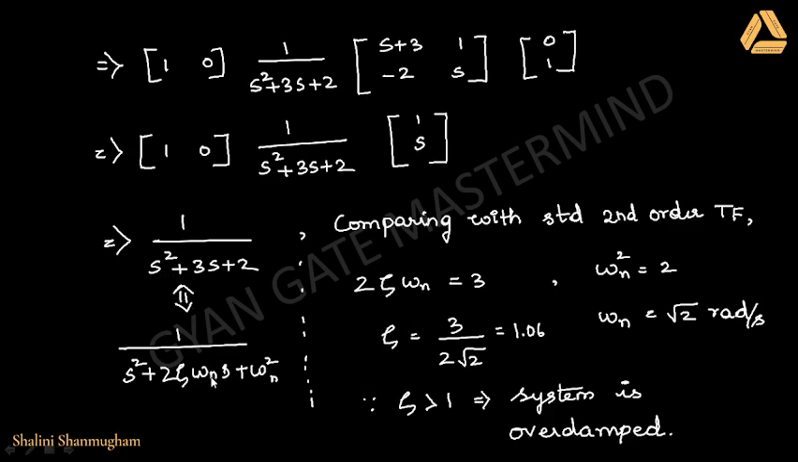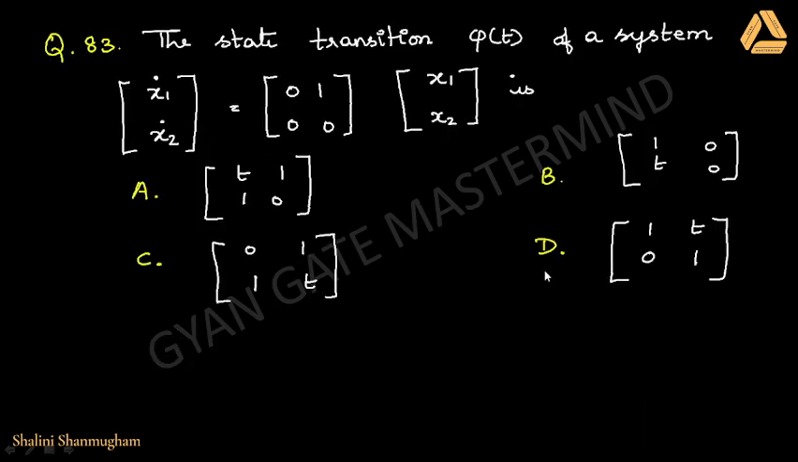On comparing with the standard second order equation, I get 2 psi omega n equal to 3 and omega n square equal to 2, which gives omega n as root 2 radian per second. From this the damping ratio is greater than 1, because it is 1.06. Hence we can say the system is overdamped.